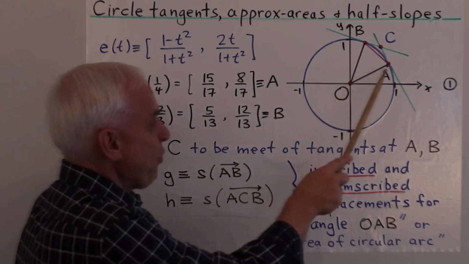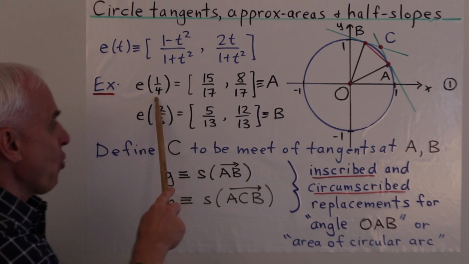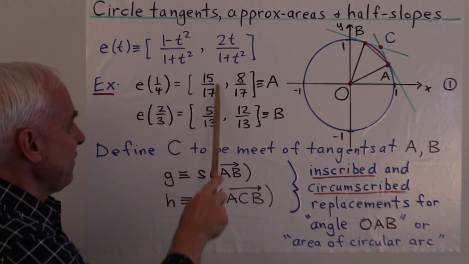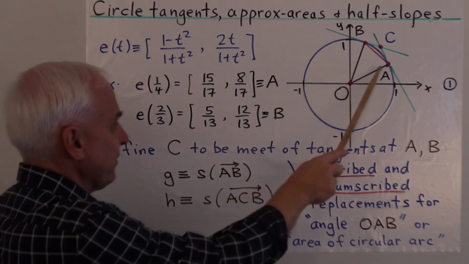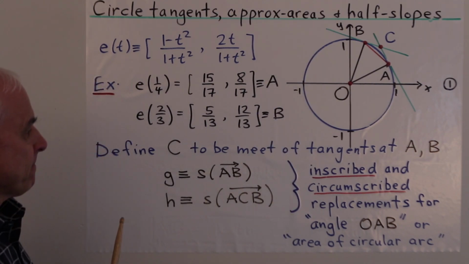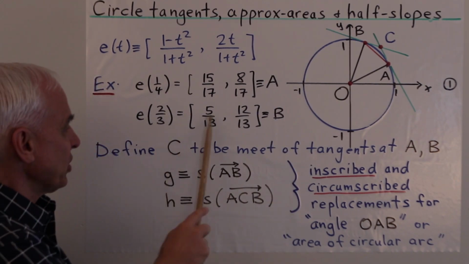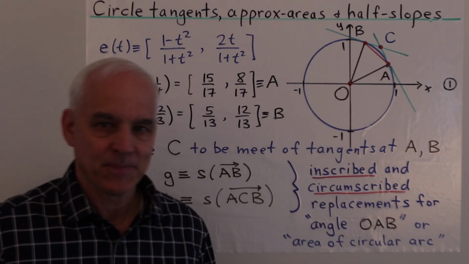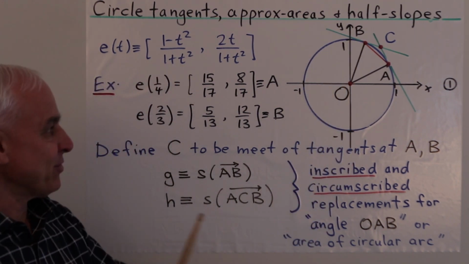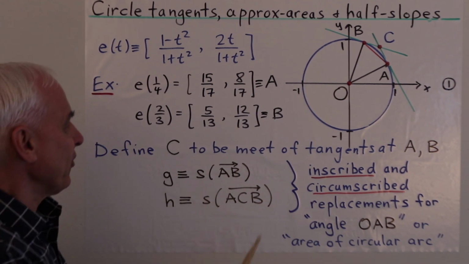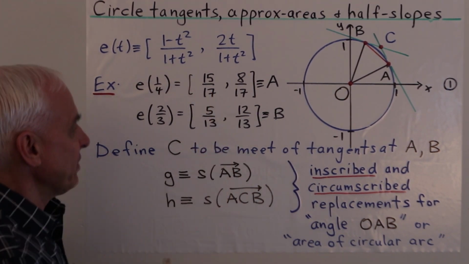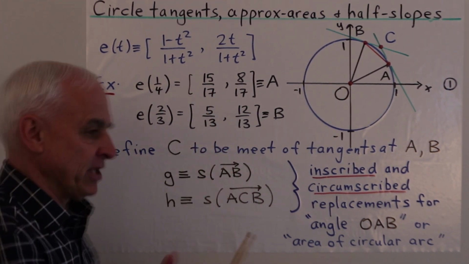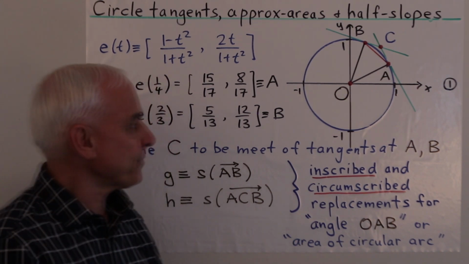Okay, so here are 2 points on the circle. E of a quarter, which you can calculate as (15/17, 8/17), that's the point A. And E of 2/3, which is (5/13, 12/13), which is the point B. And naturally enough, you can see Pythagorean triples here. There's the triple 8, 15, 17, and 5, 12, 13, behind the scenes here.